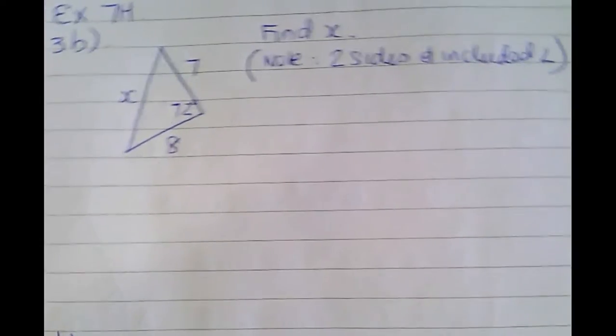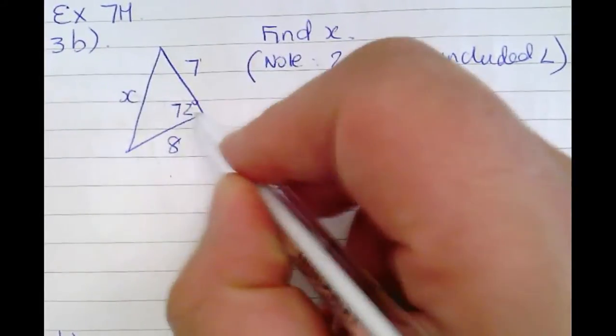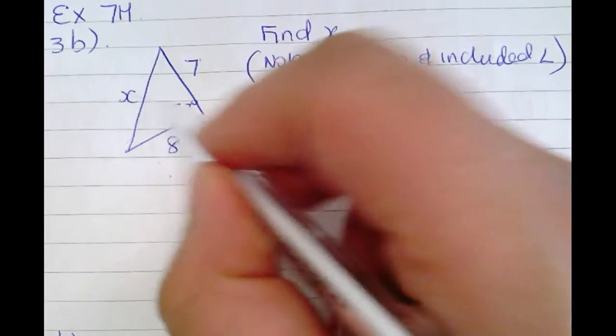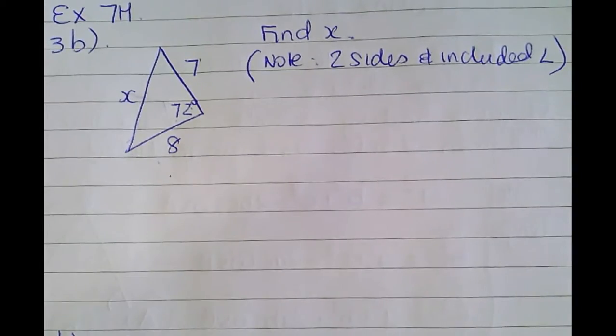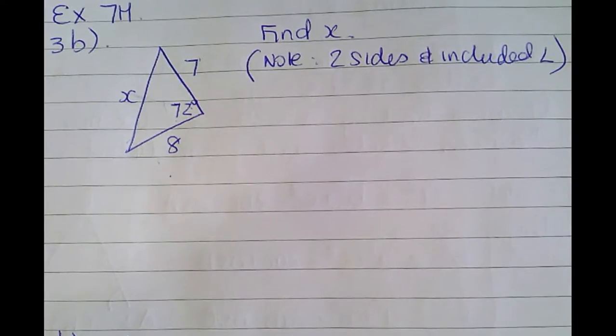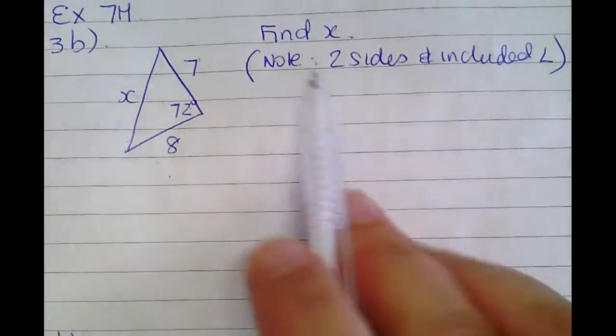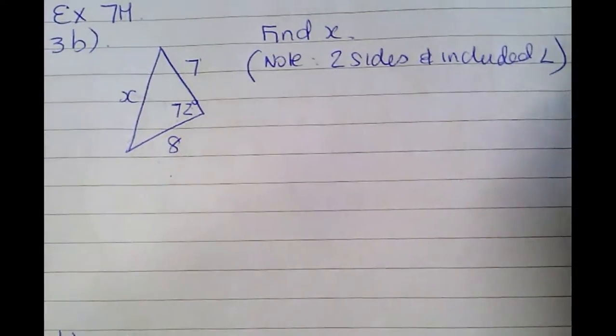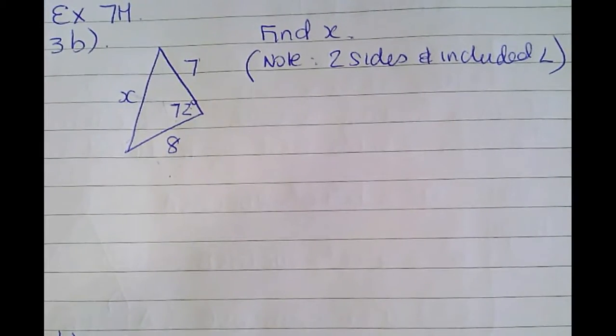How do you know that it's not sine rule? You look for opposites. Yeah, I've got 1 pair, which is incomplete, but I don't have another full set of crisscross, so you can't use sine rule. All right? So you've got 2 sides and the included angle. That tells you cosine rule.